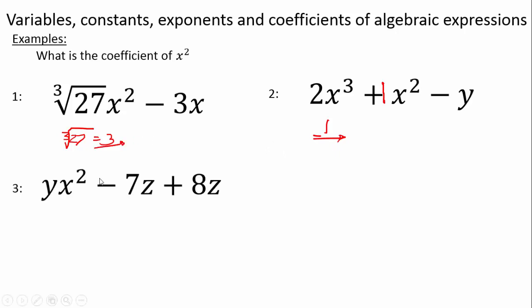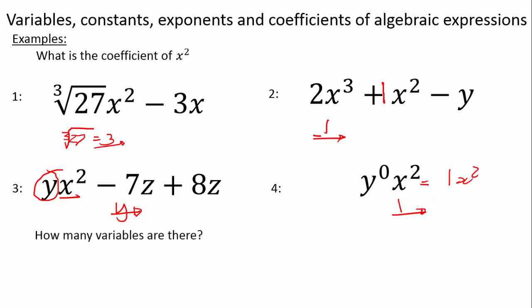Okay. yx squared minus 7z plus 8z. What is the coefficient of x squared? There's x squared. The coefficient in this case is y. Even though it's a variable, it's still the coefficient of the term. It comes before it. What about y to the power of 0? Y to the power of 0 is simply equal to 1, so 1x squared. So the coefficient of x squared is 1.